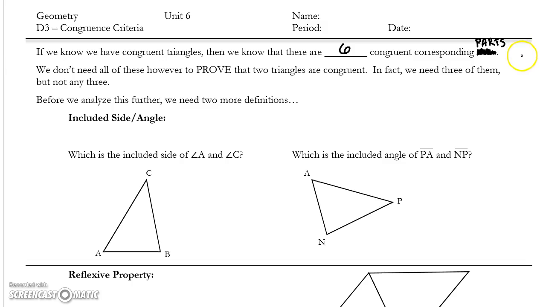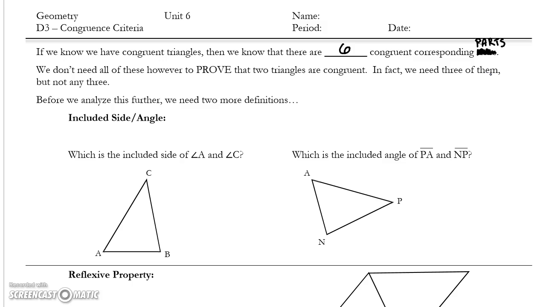The good news is, if I'm asking you to prove that 2 triangles are congruent, we do not need all 6. You don't need to go through a series of 6 congruent statements. We're really only going to need 3 of them, but it can't be just any 3. There are certain criteria that have to be met. So what today we're going to learn is, what are those criteria? Before we go any further, there's a few definitions we need to learn or be reminded of.